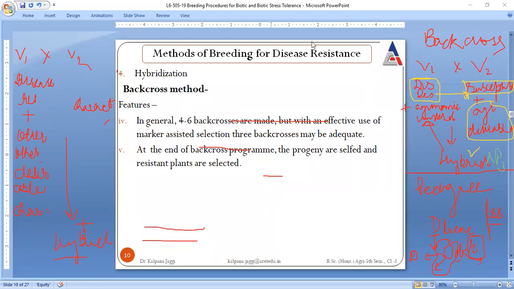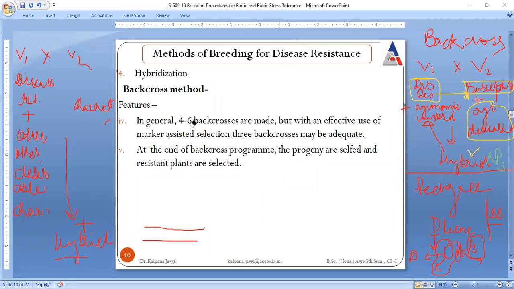You must be thinking now, and this question must be coming into the mind of many students, like, ma'am, how many backcrosses will be sufficient for converting this susceptible gene to the disease resistant gene? Then I let you know, 4 to 6 backcrosses are sufficient. 4 to 6 crosses are sufficient when you go for a backcross method.